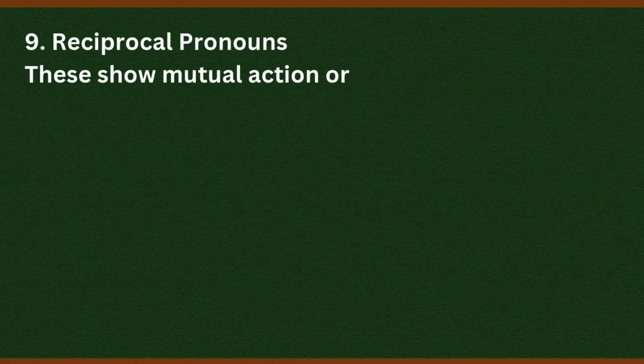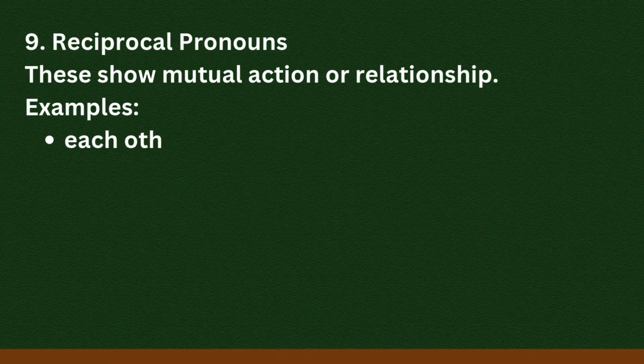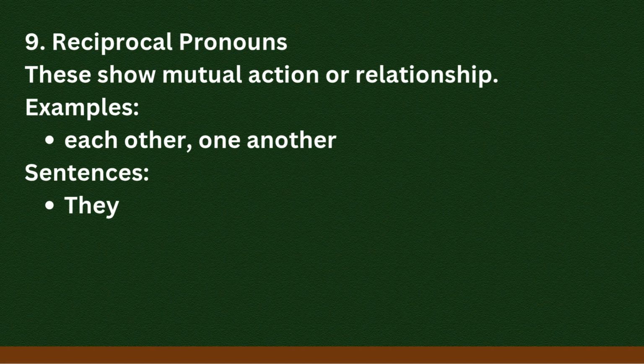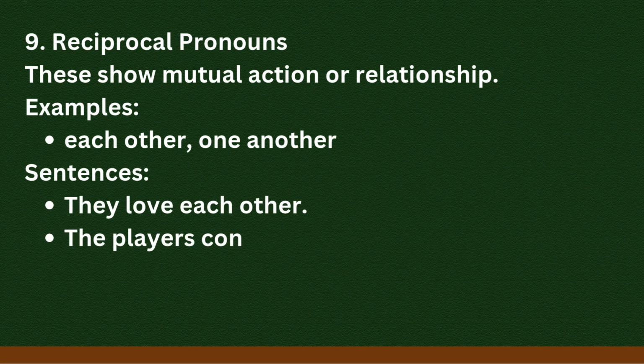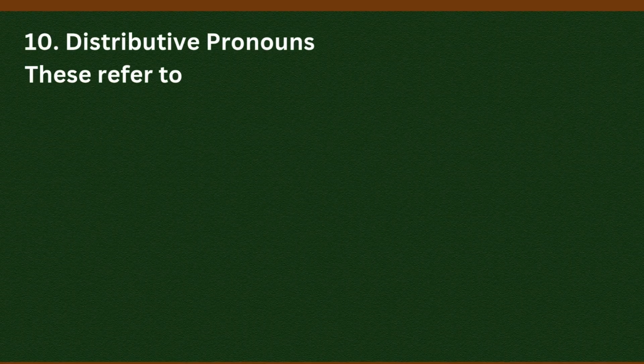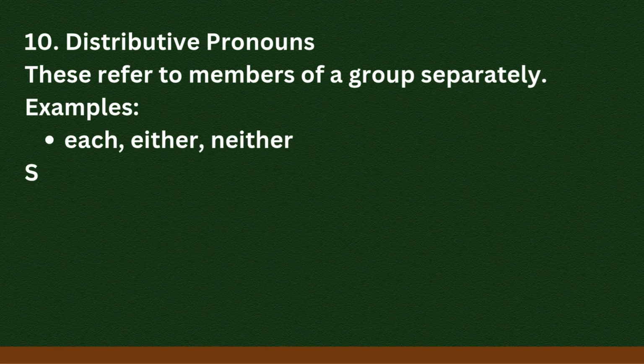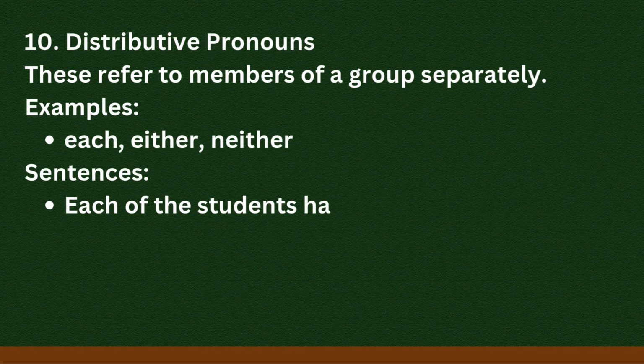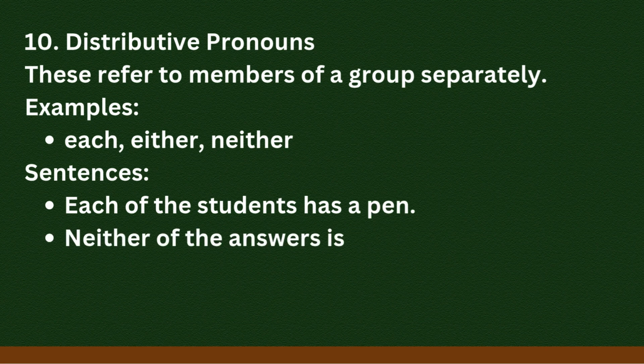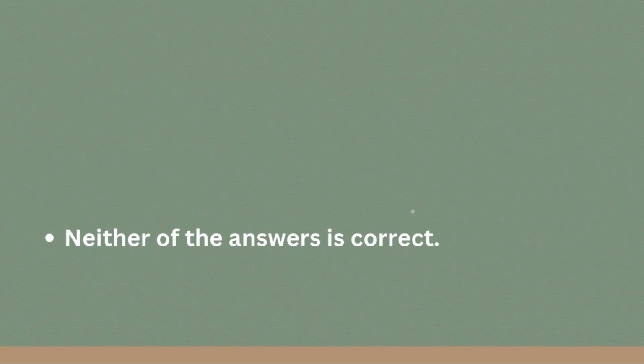9. Reciprocal pronouns. These show mutual action or relationship. Examples: each other, one another. Sentences: they love each other. The players congratulated one another. 10. Distributive pronouns. These refer to members of a group separately. Examples: each, either, neither. Sentences: each of the students has a pen. Neither of the answers is correct.